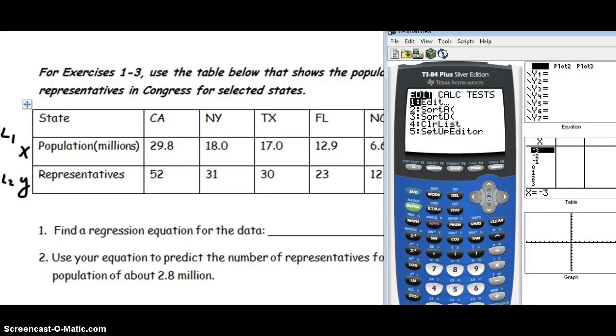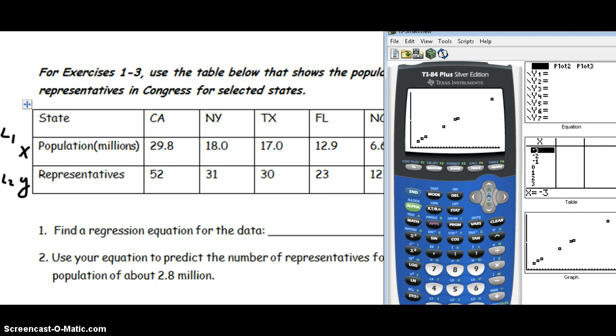So once you have both lists in, now we're going to turn on the stat plot to graph it so we can see what kind of function we have. And if we hit second Y equals and turn on our stat plot by hitting Enter on, then we want to go to zoom number 9 for zoom stat to see what the graph looks like.